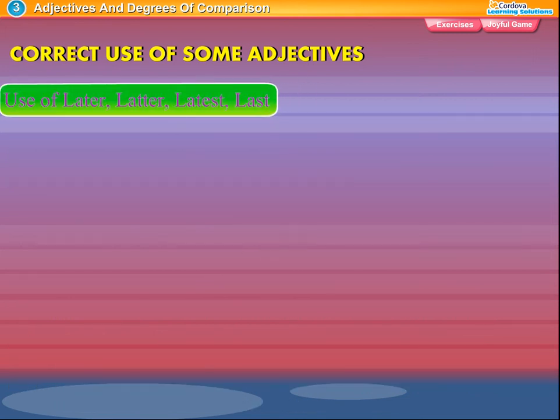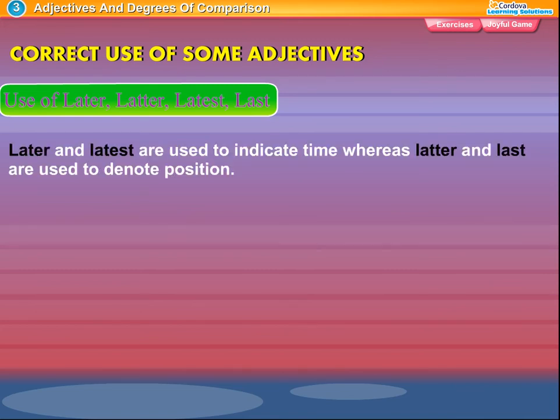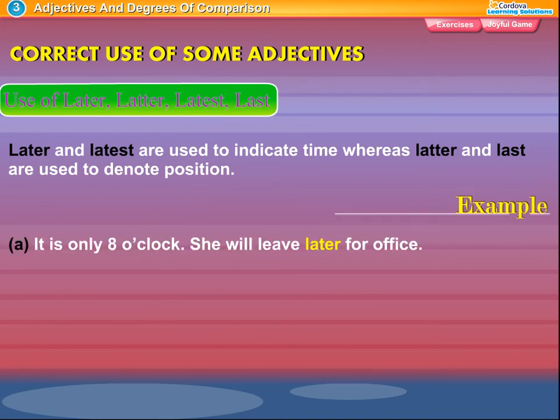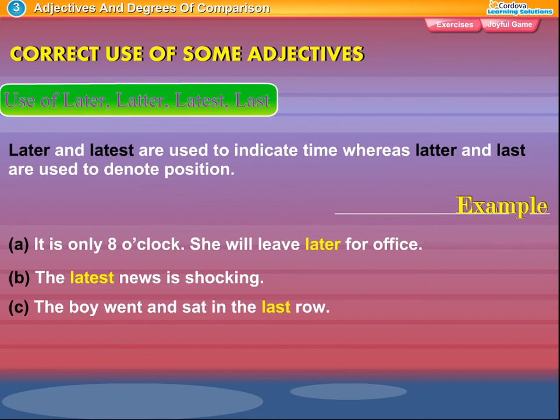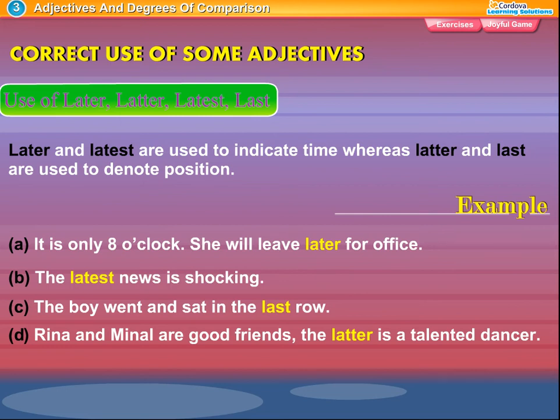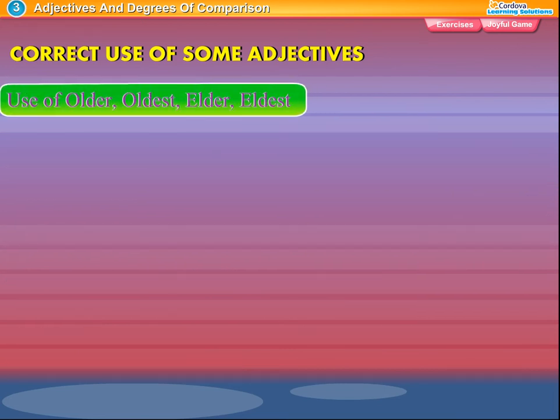Use of later, latter, latest, last. Later and latest are used to indicate time, whereas latter and last are used to denote position. Examples: A. It is only 8 o'clock. She will leave later for office. B. The latest news is shocking. The boy went and sat in the last row. Reena and Minal are good friends. The latter is a talented dancer. Here latter indicates Minal.